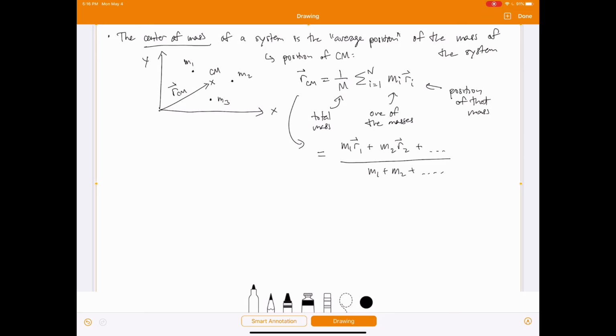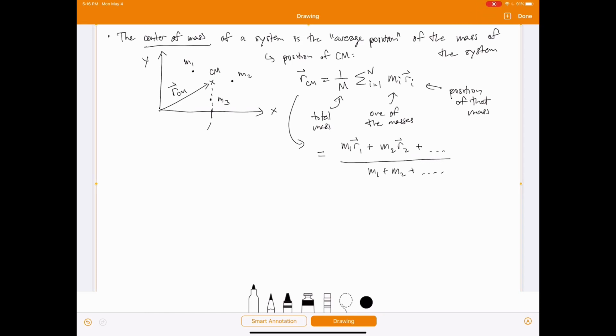And so this is what we call a weighted average in the sense that the bigger the mass is, the closer the center of mass is going to be to that object, okay? So if M1 is much, much bigger than all of the others, then the center of mass is going to be really close to M1, okay? If M3 is much bigger than all of the others, then the center of mass is going to be really close to M3.